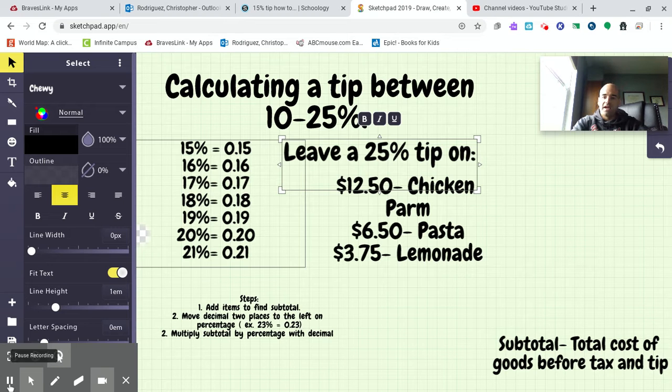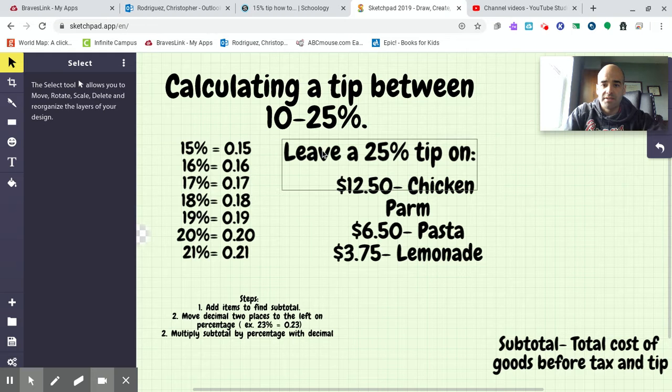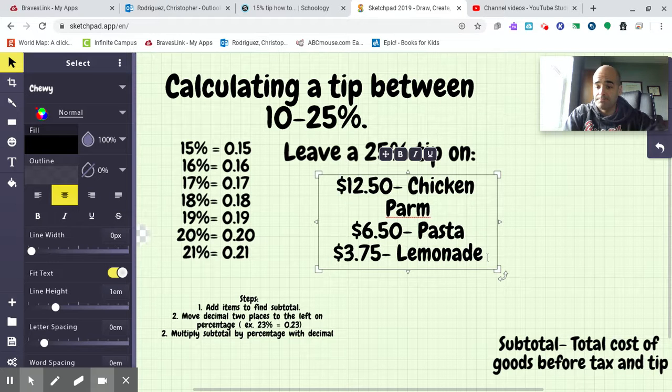All right, we're back at it, and we have a new problem here. So you can see that instead of a 22% tip, we're going to be leaving a 25% tip, and we have some different items. So we have chicken parm for $12.50, $6.50 for pasta, $3.75 for lemonade. So let's figure out our steps. Step 1, add the items to find the subtotal.